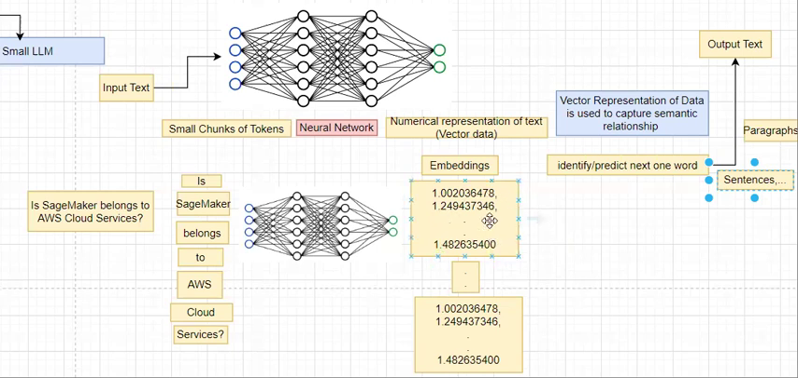So based on those numeric values, a final relationship will be identified, and based on all those relationships, that data will be sent to the next layer. So in each and every layer, a compute action will happen. In one layer, the is relation will be identified. In one layer, the SageMaker relationship will be identified. So in each and every layer, one particular identification or prediction will happen, and those results will again be sent to the next layer.